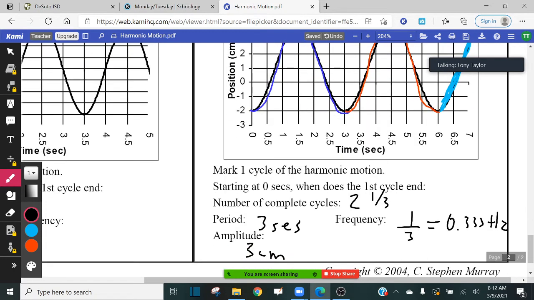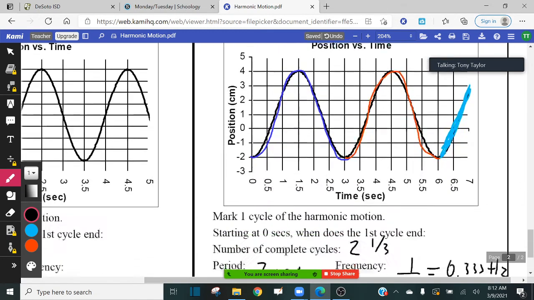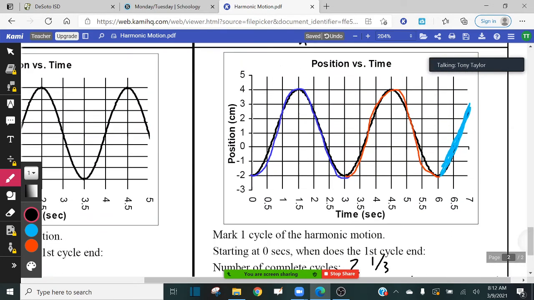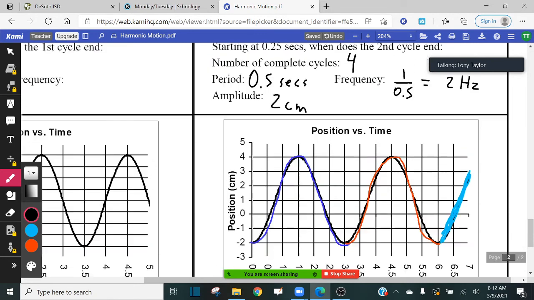And then lastly, what is the amplitude here? Well, looks like I already had amplitude written down. Amplitude is 3 centimeters here. And I want you guys to see why the amplitude is 3 centimeters. Because remember what I said the amplitude is? The amplitude is measured from the midpoint.